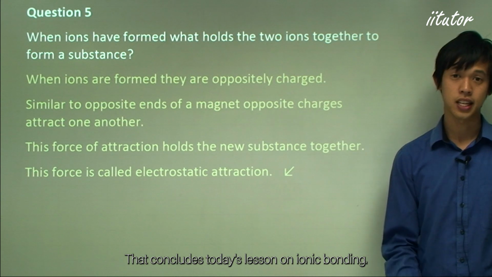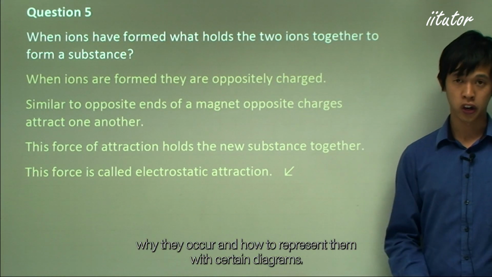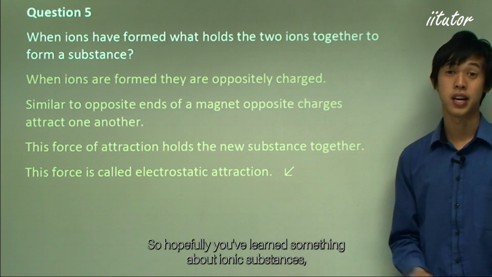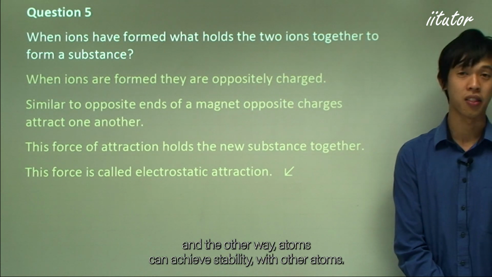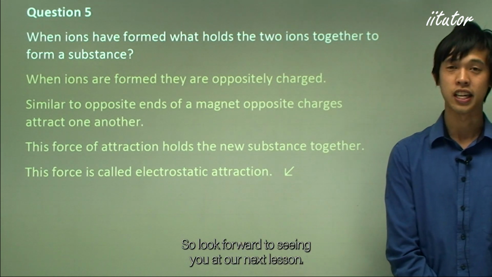So that concludes today's lesson on ionic bonding. We looked at what an ionic bond is, why they occur, and how to represent them with certain diagrams. So hopefully you've learned something about ionic substances. In future lessons, we'll talk about covalent bonding and the other way atoms can achieve stability with other atoms. So I look forward to seeing you at our next lesson.